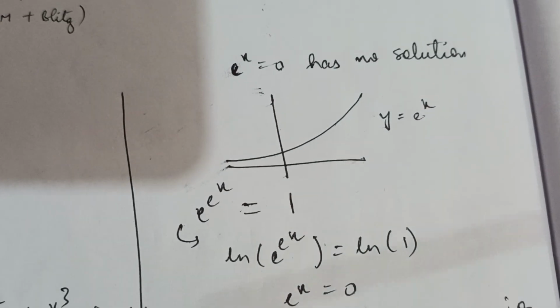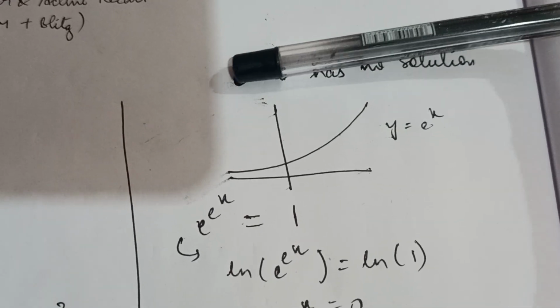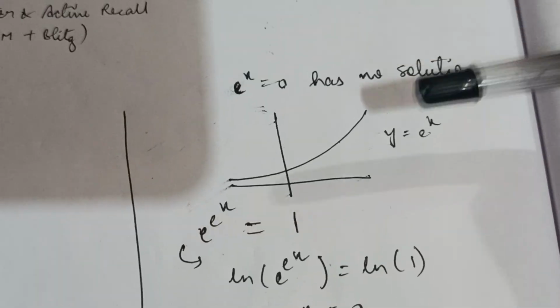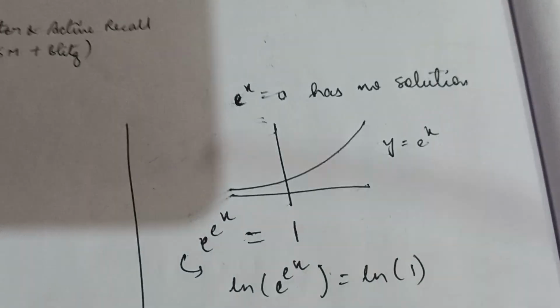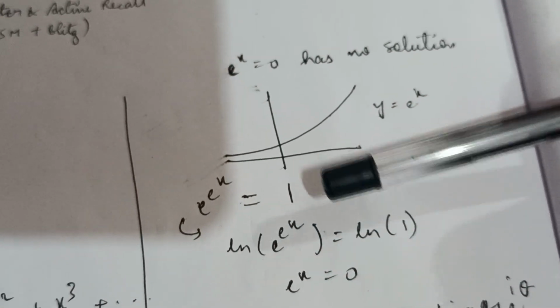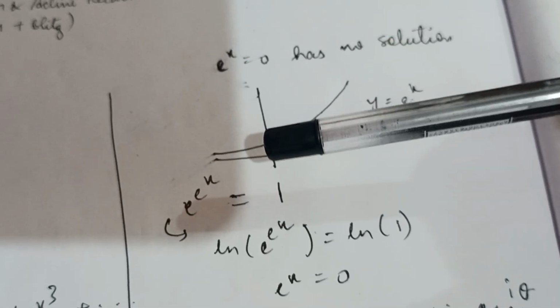So I found a really interesting equation today, so I wanted to discuss it. If you see, e to the power x is equal to 0 has no solutions. You can see it by the graph of y equal to e to the power x also. e to the power x never reaches 0. But now if we see e to the power x equals to 0, this equation, it does have a solution.